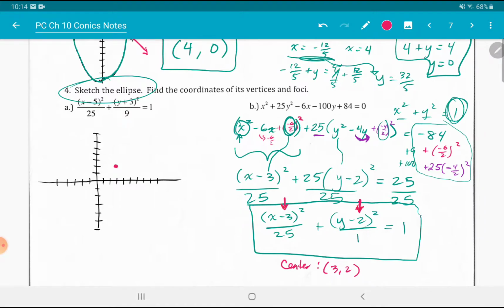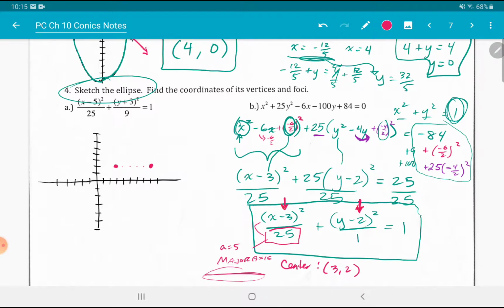So now we need to find the vertices. If the x value has the 25 directly below it, remember that number is larger, so this is going to be the major axis. And if the major axis is connected with the x value, that's telling you you have a longer ellipse, which means it's going to be a horizontal ellipse. With that value of 25, the a value is 5, so from (3, 2) we go over 1, 2, 3, 4, 5.